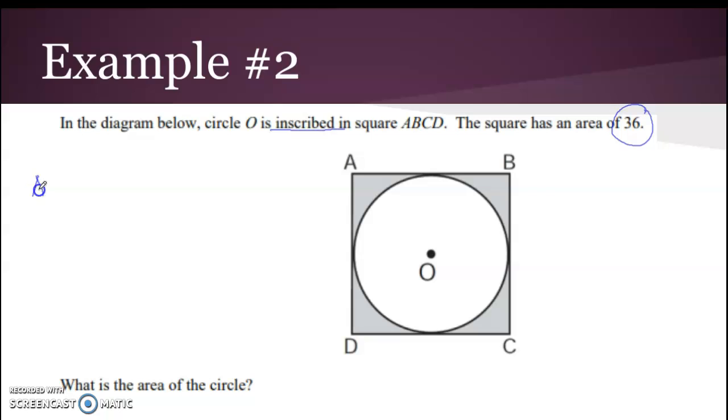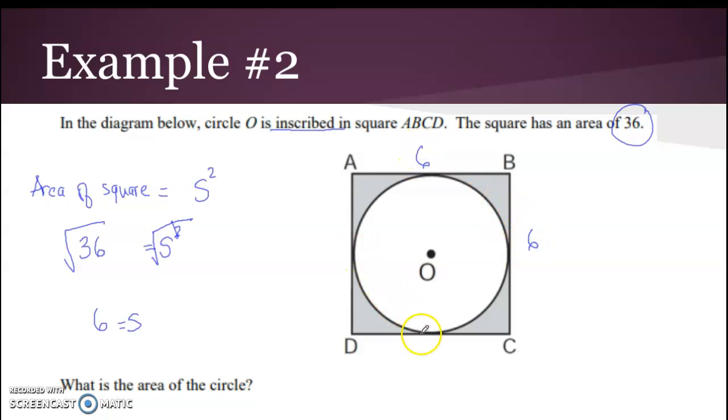So, from yesterday's notes, the area of a square is equal to side square because all the sides are congruent. If I'm telling you I know that this is 36, what's the measure of each side? How do you get rid of the square? By taking the square root. Square root of 36 is 6. So based on that, I can see this is 6, this is 6, this is 6, and this is 6.